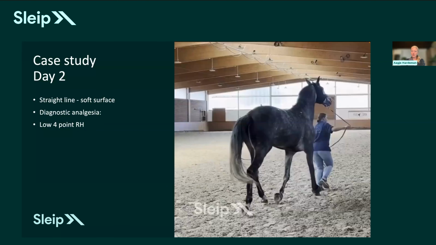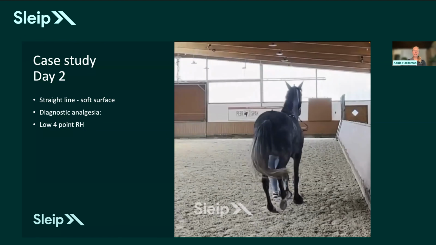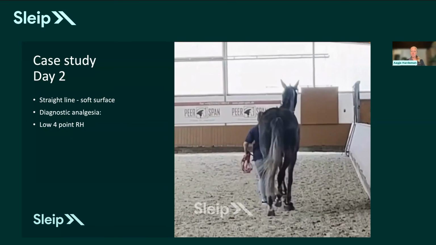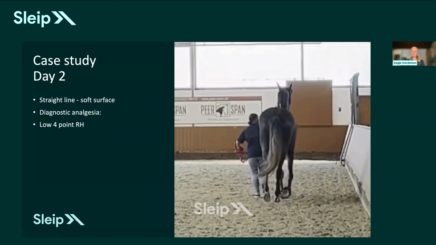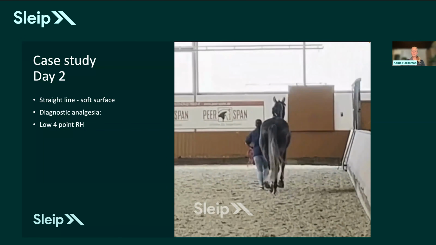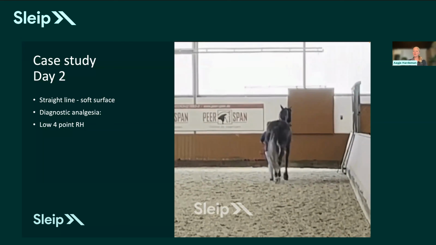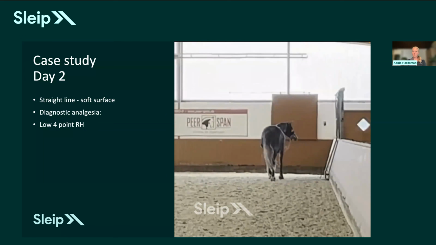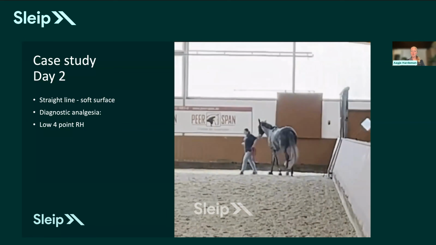So I want you to have a look at this video, because this is the horse after blocking the right hind. It's a low 4 point. So what would you say concerning the right hind? That's question 1. And please do not only focus on the right hind limb. I would like you to look at the entire horse. Is there anything else that catches your eye? And based on the video, what would be your next step?